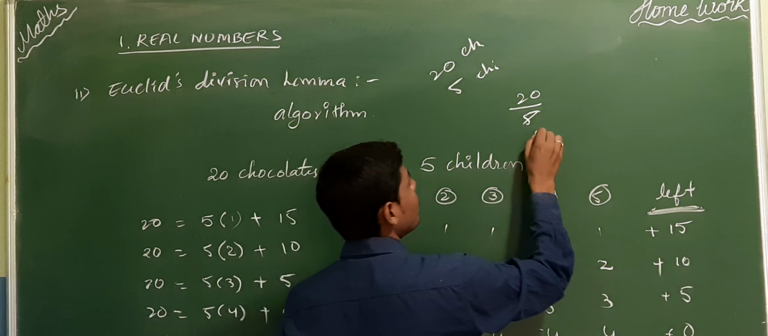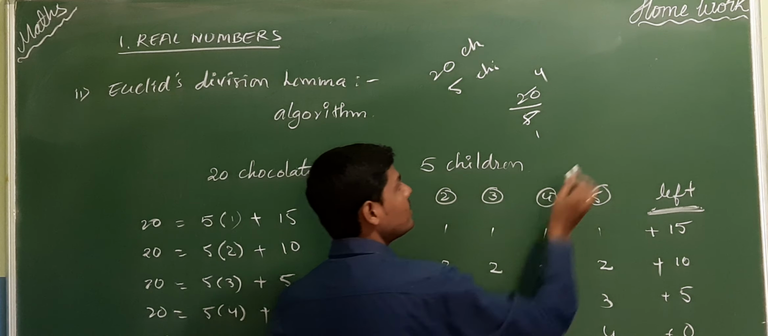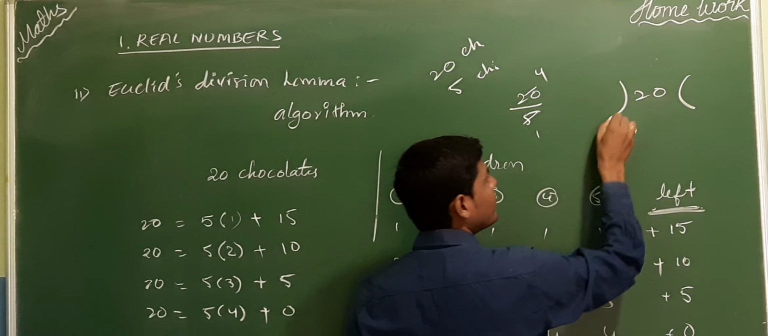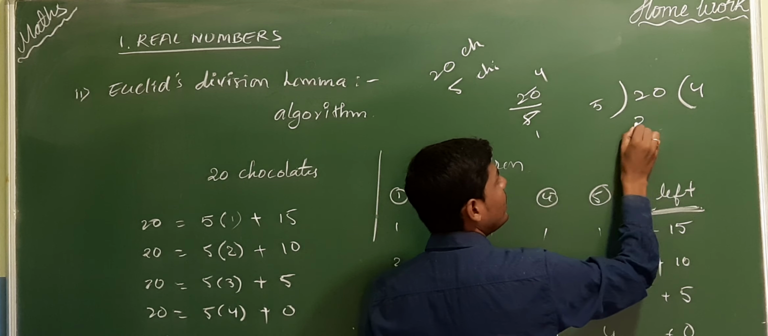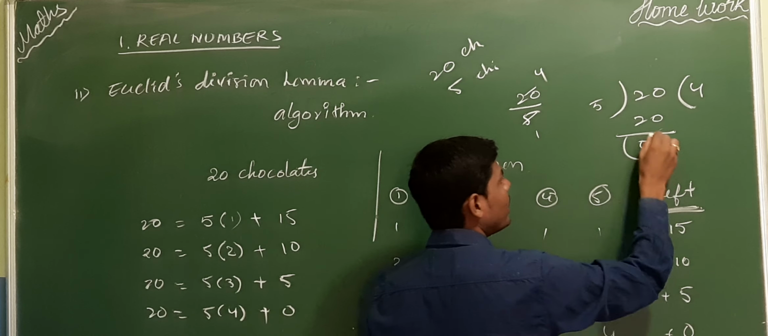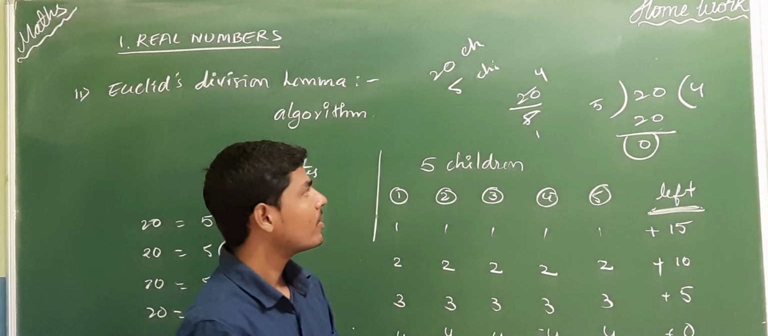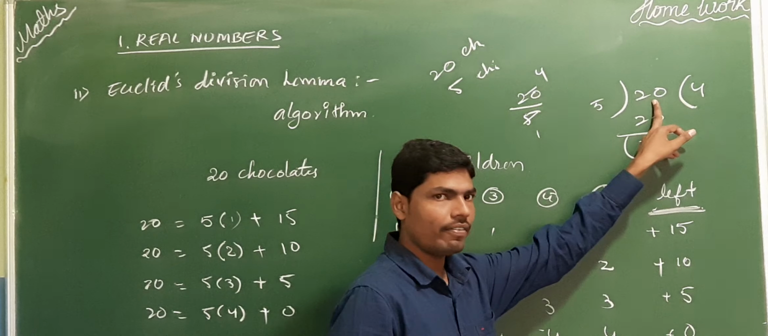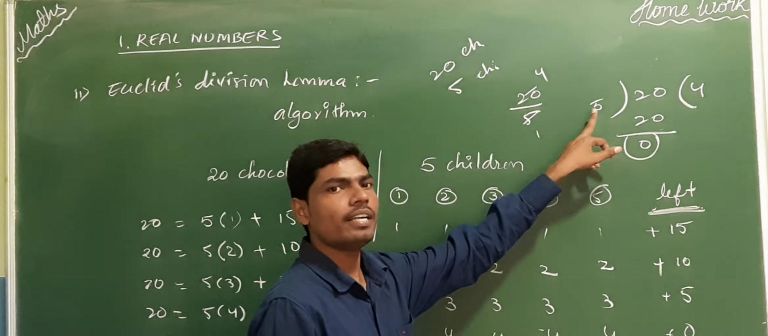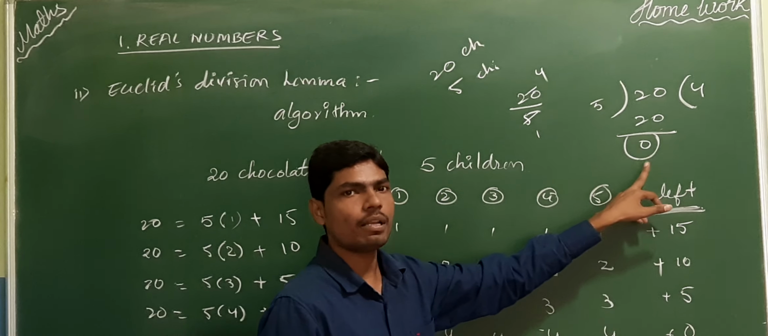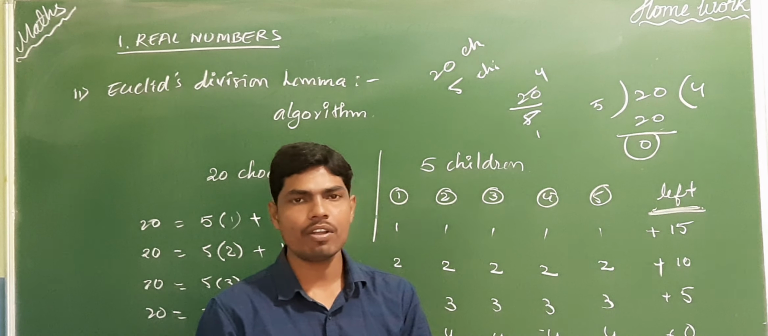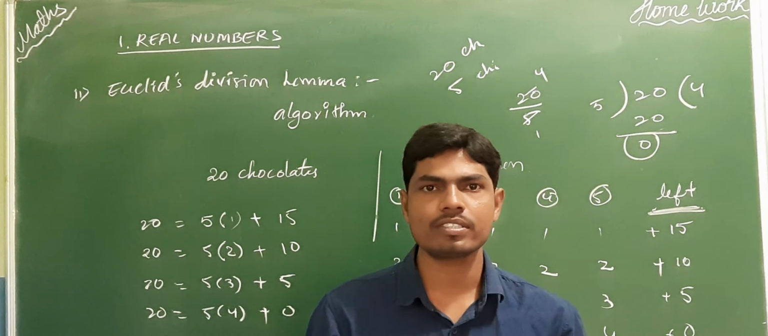That means 5 ones are 5, 5 fours are 20. You can take this division method. Divide by 5. 5 fours are 20. The remainder you are getting is 0. 20 is the dividend, 5 is the divisor, 4 is the quotient and 0 is the remainder. And we are already well known about this division process.